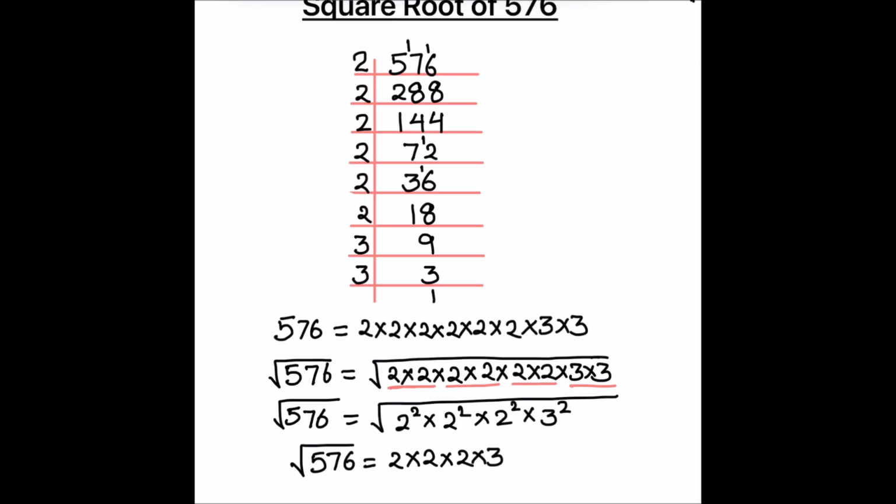2 times 2 is 4. 4 times 2 is 8. 8 times 3 is 24. So the square root of 576 is 24. And 24 is our final answer. So this is how we can find the square root of any number using prime factorization.